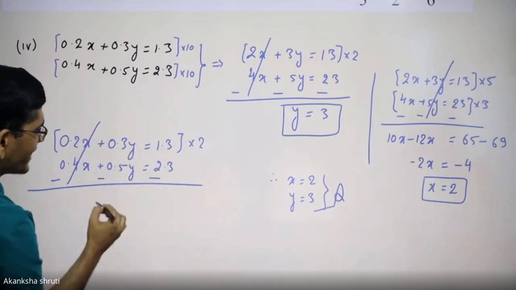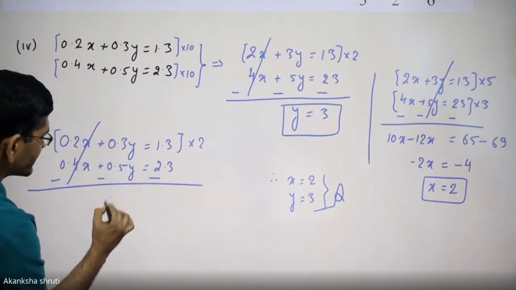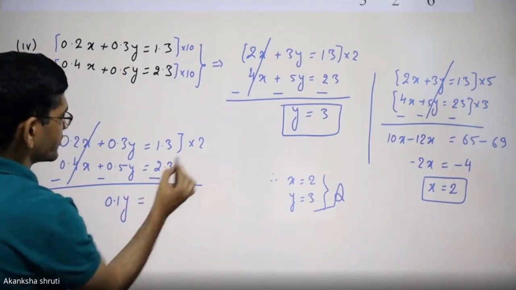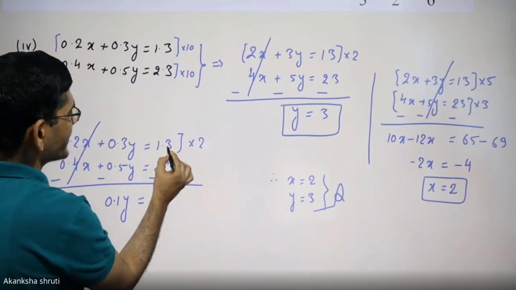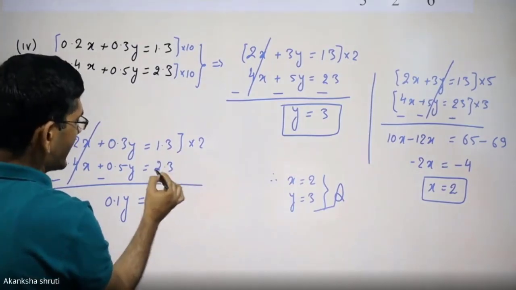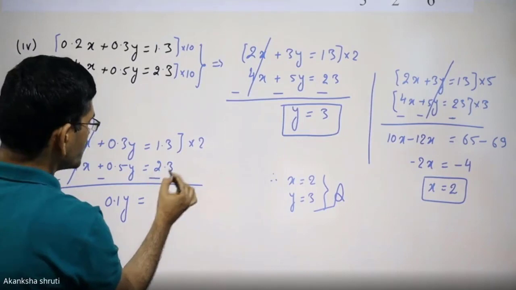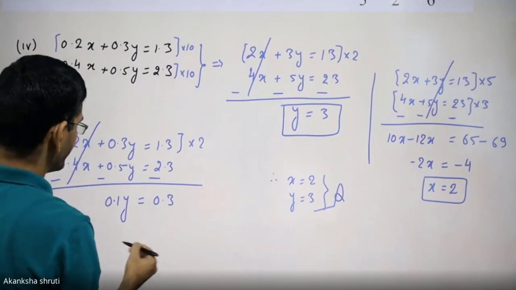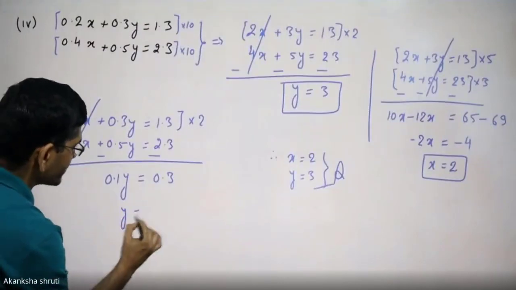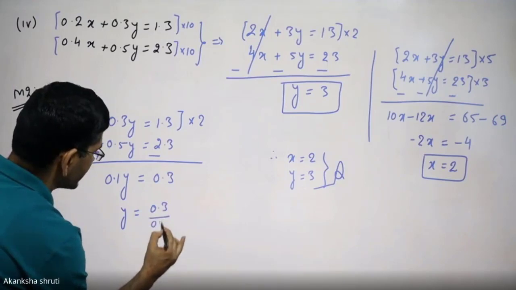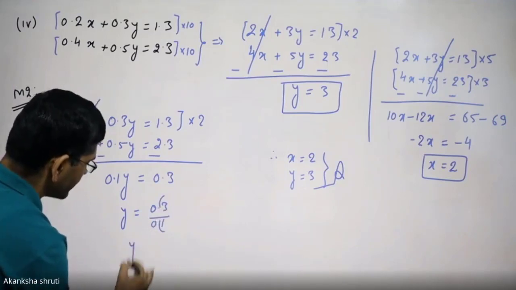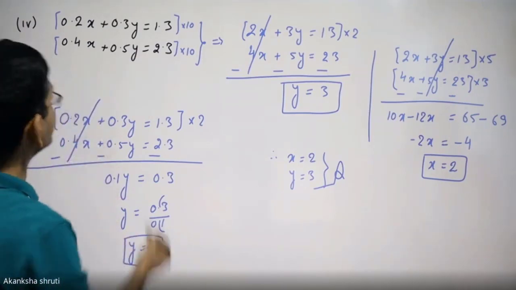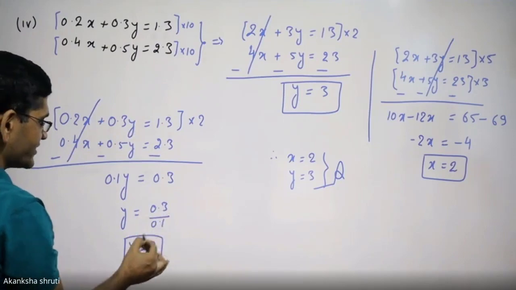So 0.6 minus 0.5, it is our 0.1 y is equals to, right hand side, it is 2.6 minus 2.3. So it is 0.3 only. So the value of y obtained is 0.3 by 0.1. These are getting cancelled. So y is 3. Okay, student. So even no issues with these decimals. You can deal with this decimal directly.